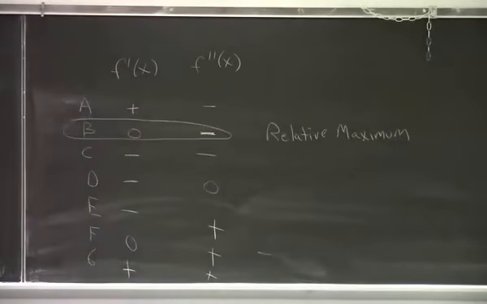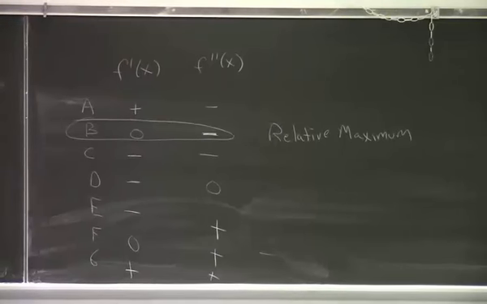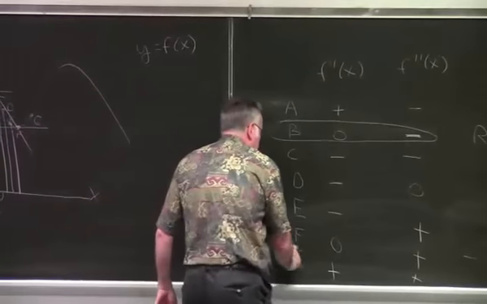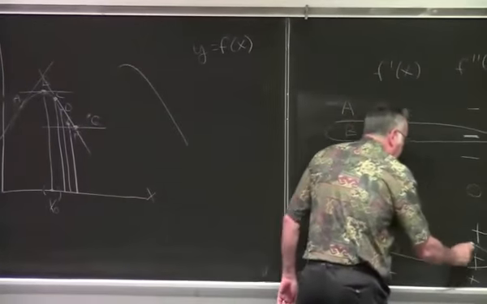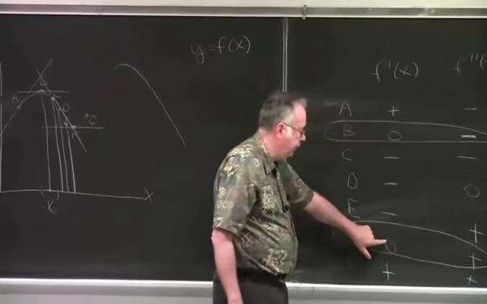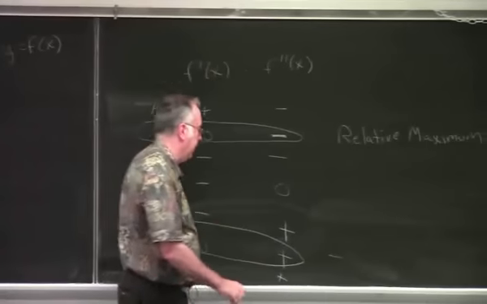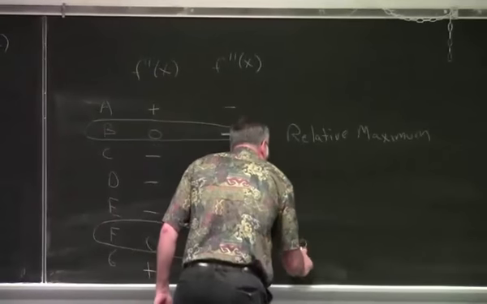And what do you have at point F? A relative minimum. And notice at point F, first derivative 0, second derivative positive. This combination guarantees that you have a relative minimum.